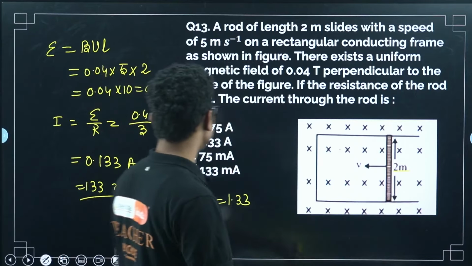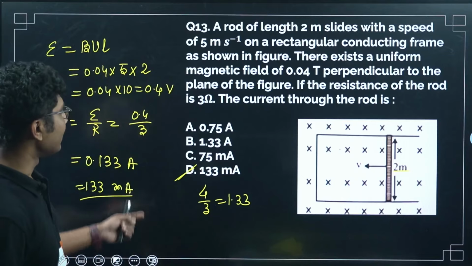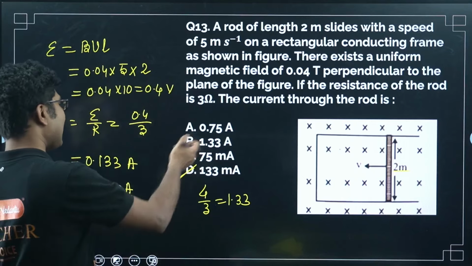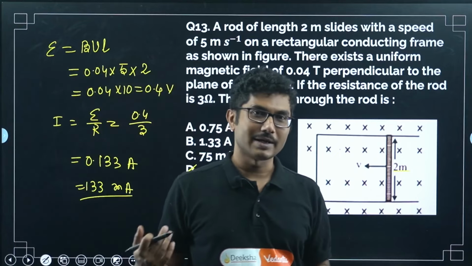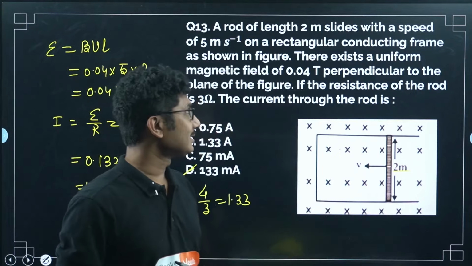So don't get confused. You have solved and got 0.133. Then you might think, okay, maybe I have made some decimal mistake, so the correct answer should be 1.33, and they have ticked it. So be careful while answering such questions.